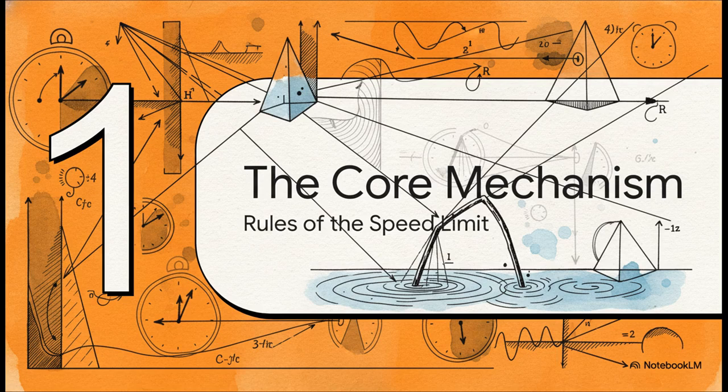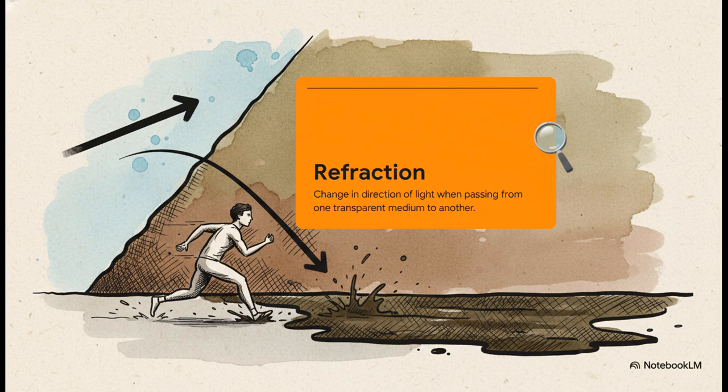Rules of the speed limit. To solve the mystery of this bent stick, we've got to understand the fundamental rules governing how light travels. So, the secret behind this whole illusion is a phenomenon called refraction. It's basically the change in the direction of light's path when it passes from one transparent medium to another.